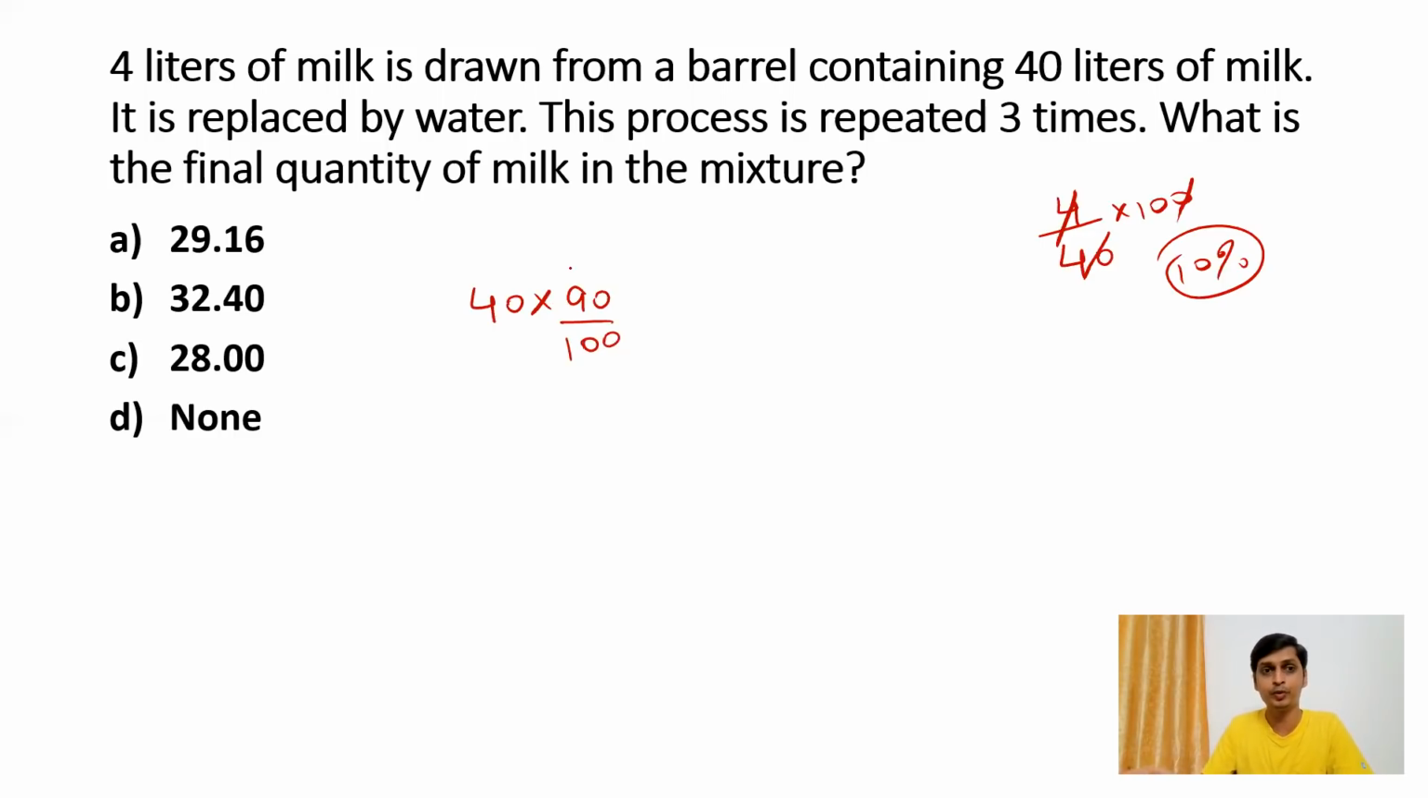Now again you are pouring 4 liters of water, right? So you are replacing with 4 liters of water. Now again you have 40 liters, but in that 40 liters you have 40 into 90 by 100 liters of milk only. So from that again a 10 percentage will go away. That means again 90 percentage. And they say the process repeated 3 times, right? So it's first time, second time, and third time.